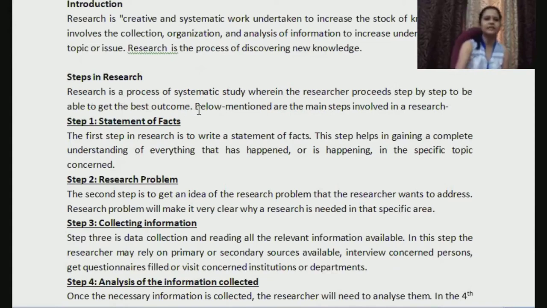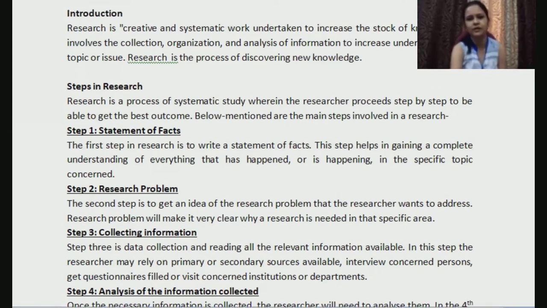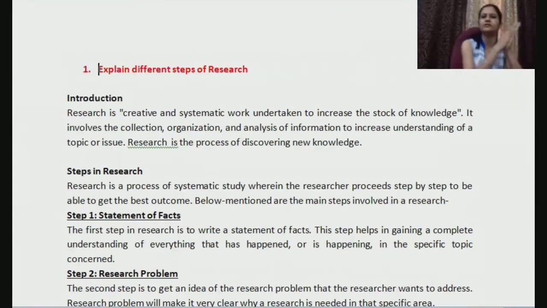If I'm investing my 3 years of time in doing some research, I would want to get the best out of it, right? So I will have to plan it accordingly. Step by step, I will have to proceed, right? One fine day, I cannot just sit and start writing a conclusion, right? I need to go step by step. So, what can be the steps of research? If you are studying a certain topic, how would you proceed?